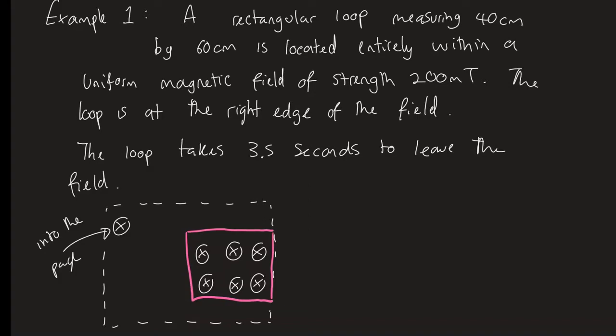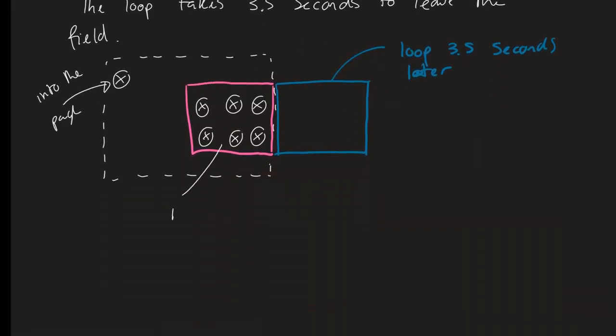A short time later, the loop will have come out of the field. So we'll draw the loop later. It's come out of the field. So that's the loop 3.5 seconds later. To start with, there used to be field lines going through this loop, right? In the pink case here, there is some flux, because we can see that because there are some field lines going through it. But here, this has left the field, and the consequence of that is that there are no field lines going through it. There is no flux, so the flux has gone to 0.